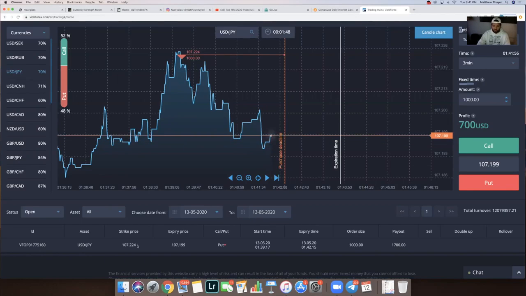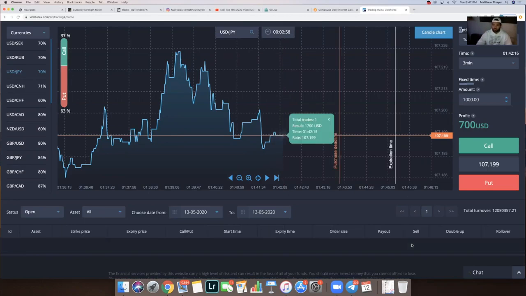So I got in here, price is right here, I did a put, which is basically saying, hey, it's gonna go down. I started at this time and it expires at this time. I risked $1,000 and I'm gonna have a payout of $1,700, guys, in 3 total minutes. My trade is expiring now here in 2 seconds.